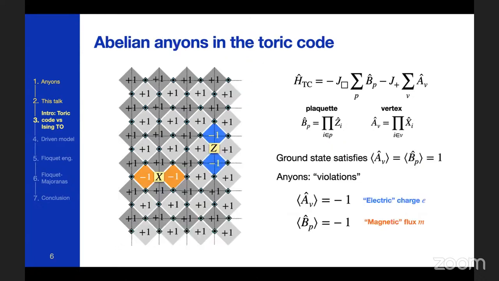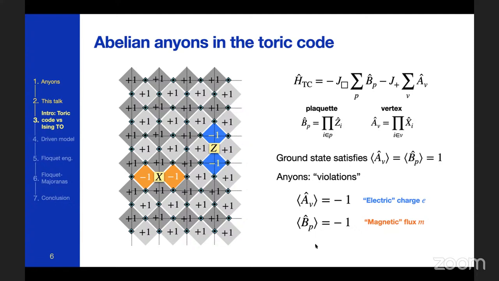Okay, so how do anyons appear in this model? If we think of the ground state, since the model is exactly solvable, the ground state needs to satisfy the constraint that the expectation value of both plaquette and vertex operators is exactly equal to 1. However, we could have violations of these constraints, so plaquettes or vertices where the expectation value is equal to -1. In this case, we talk about having an electric charge, for instance, for the violation of a vertex constraint, or a magnetic flux for the plaquette constraint.